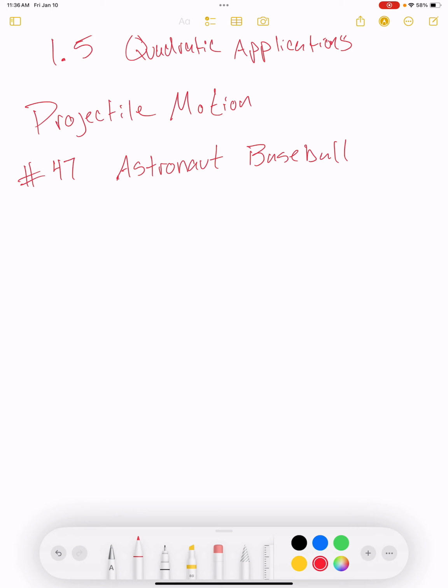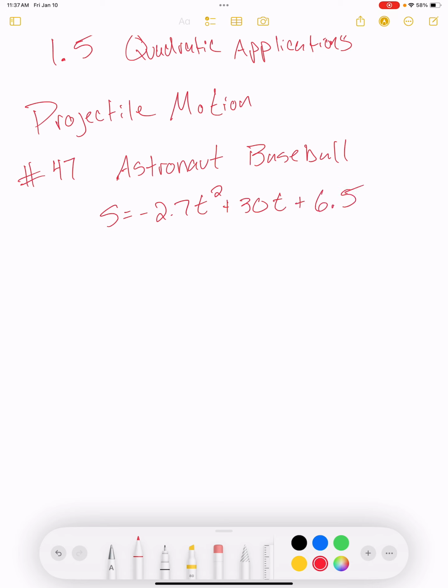And this is basically about an astronaut on the, well, it doesn't say where he is at. Oh, on the moon. He's on the moon playing baseball, all right? And it gives us an equation to model this, and it says S, the height of the ball, S, is given by negative 2.7 t squared plus 30 t, and then plus 6.5.